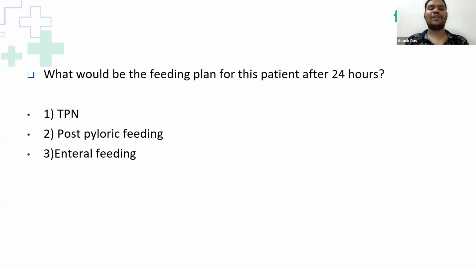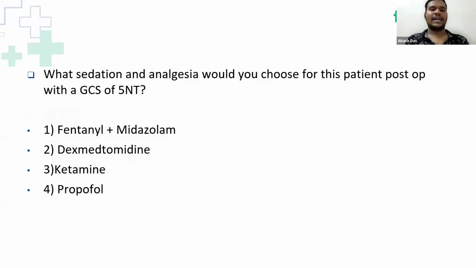What would be the feeding plan for this patient after 24 hours if the patient's GCS has not improved and he has not been extubated? Okay. So first is TPN, second is post pyloric feeding, third is enteral feeding. Keep your answers in your mind. Next, what sedation and analgesia would you choose for this patient post-op with a GCS of 5 intubated? So pentazocine, dexmedetomidine, ketamine, or propofol. What will you choose?